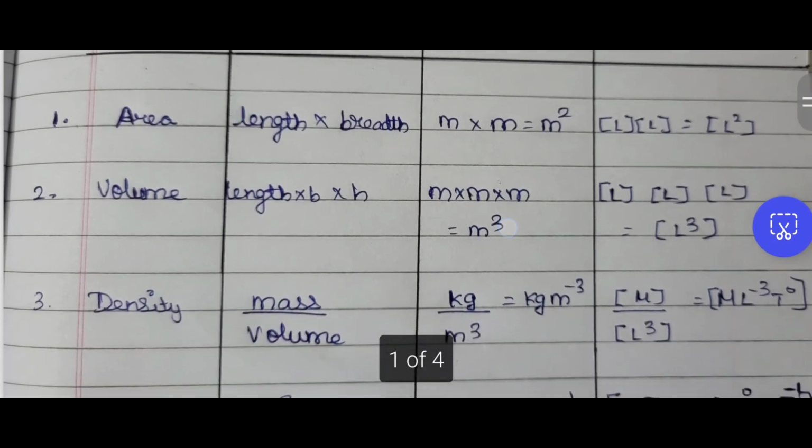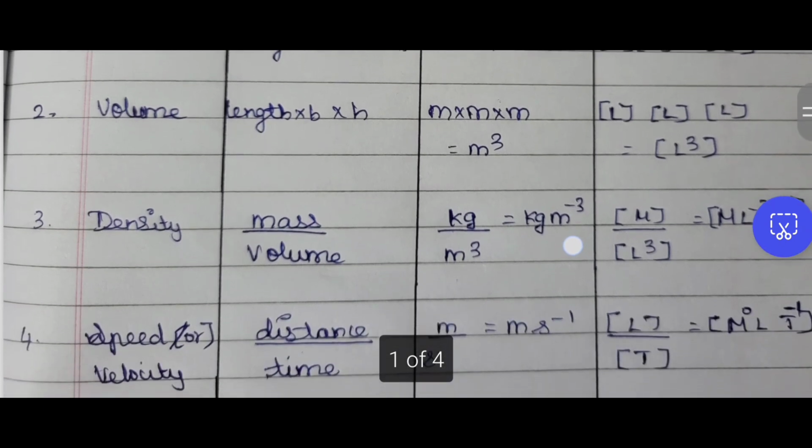The second formula is volume. The formula for volume is length into breadth into height, where I have used the short forms B for breadth and H for height. In general, all these three terms, length, breadth and height, are measured in meter. So the SI unit is m into m into m, which is m cube. For the dimensional formula, only the L term will come. So it will be L power 3.